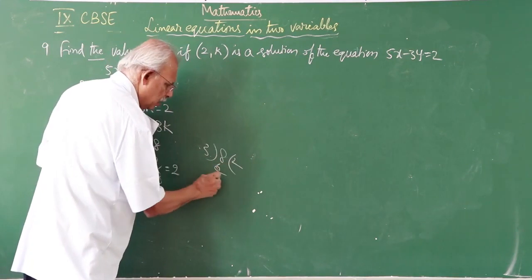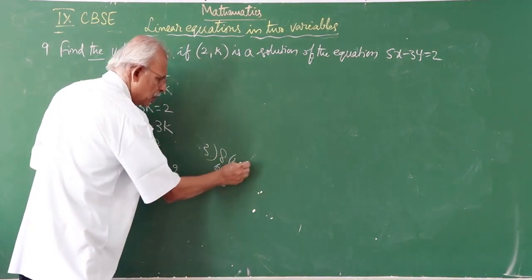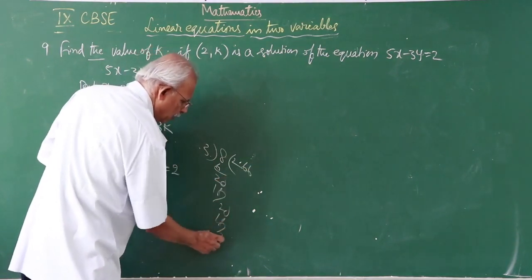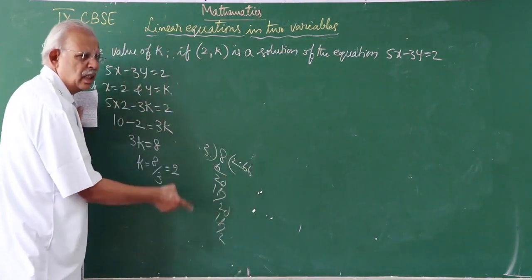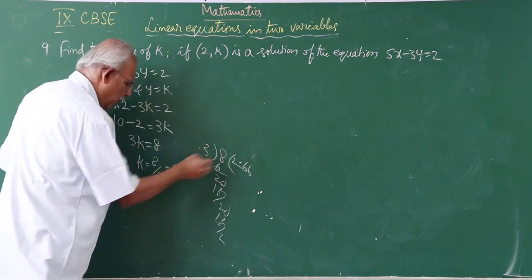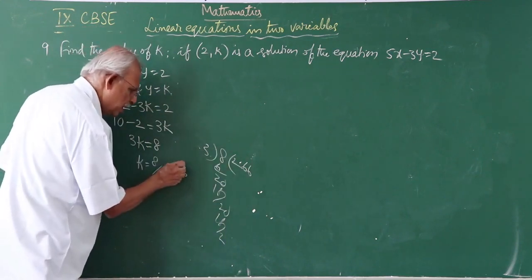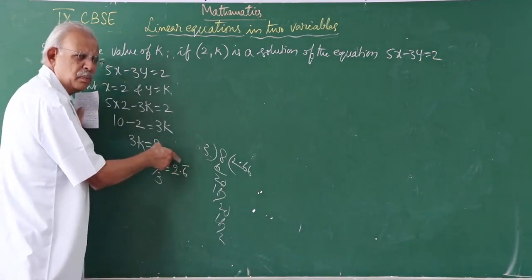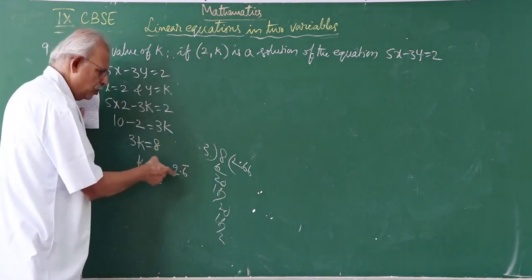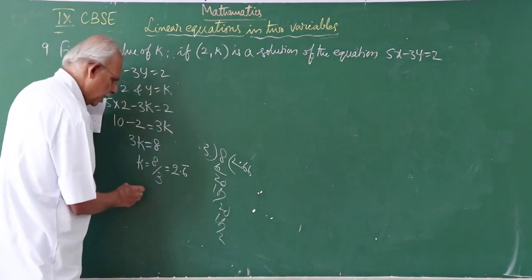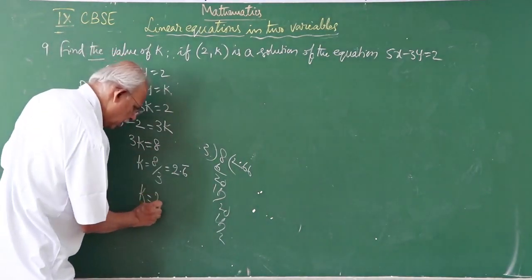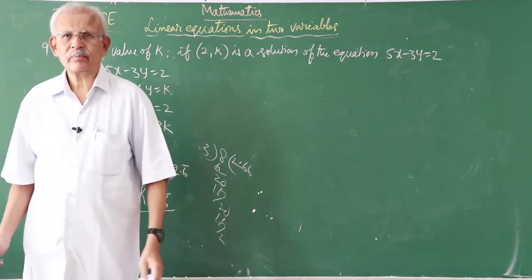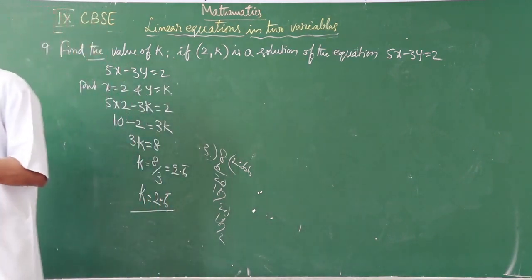3 twos are 6, 2 remains, put a point, 0, 3 sixes are 18, 2 remains, 3 sixes are 18, so the remainder 2 continues, therefore 2.66, or else 2.6 with a dot, it is recurring, 6 is recurring, therefore k equals 2.6 bar. This is how you have to calculate.